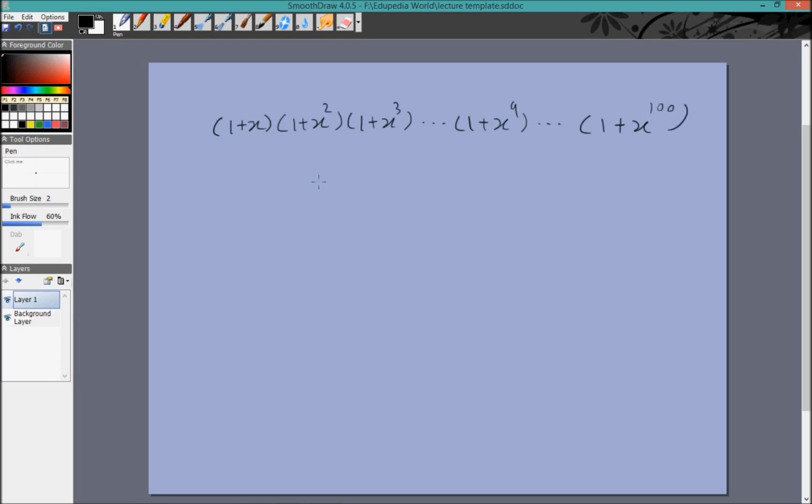Now one term will be 1, which we'll get by multiplying all the ones together. One term will be x to the power of the biggest number, which we'll get by multiplying x to the power 100 to x to the power 99 to x to the power 98 and so on.